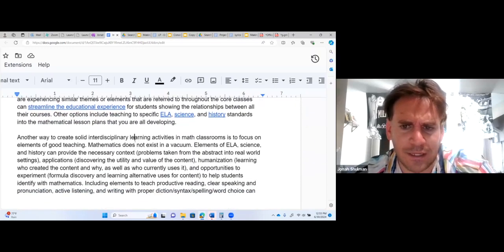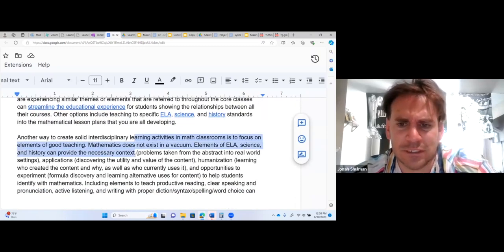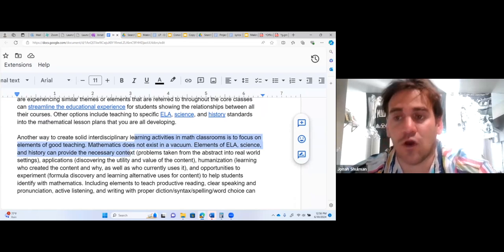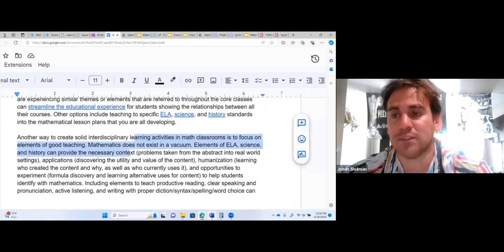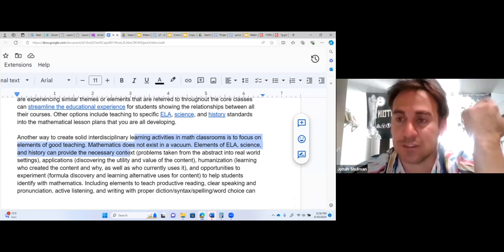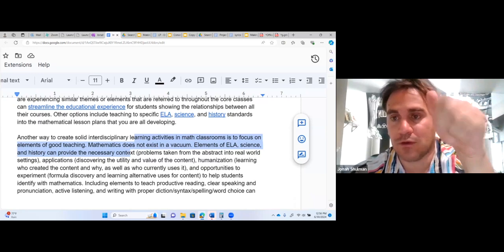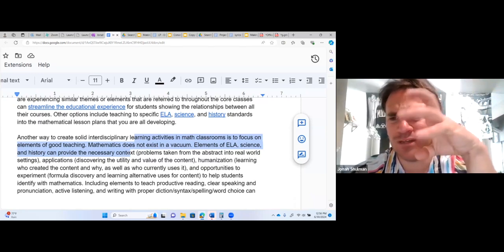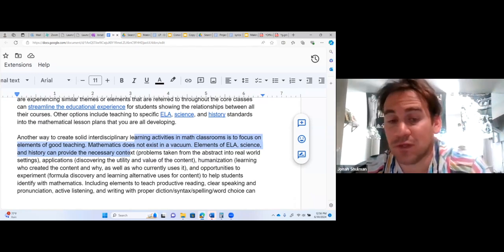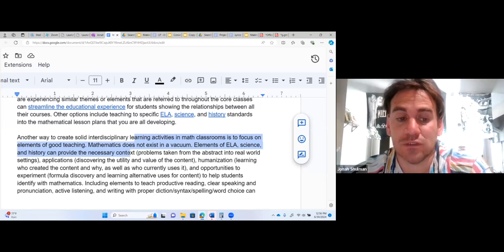Another way is to focus on elements of good teaching. It doesn't exist in a vacuum. A lot of times when I'm teaching, I always give the historical context because that helps my students to really understand where the math comes from. If they understand where the math comes from and who created it, they have a better idea of what the mathematics means. So I think it's really useful.